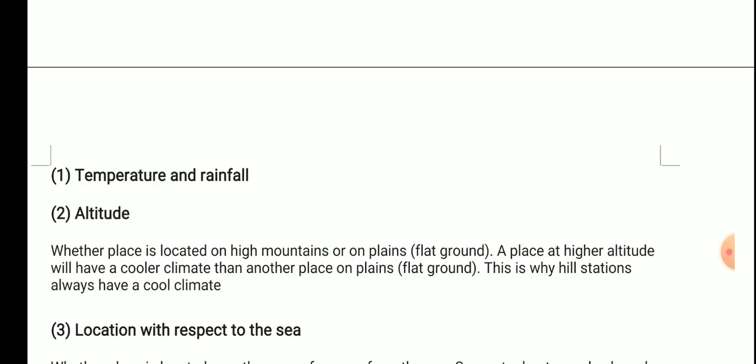Okay. Next one is altitude. Whether a place is located on high mountains or on plains. Okay, this weather is different. This one is not that weather that we discussed. Whether a place is located on high mountains or on plains, flat grounds. A place at higher altitude will have a cooler climate than other places on the plains. This is why hill stations always have a cool climate. Okay, I told you students, when we go to a certain height, the temperature always goes on decreasing. As soon as we go up and the height keeps increasing, the temperature will keep on decreasing. Okay, so altitude plays a very important role in the climate.